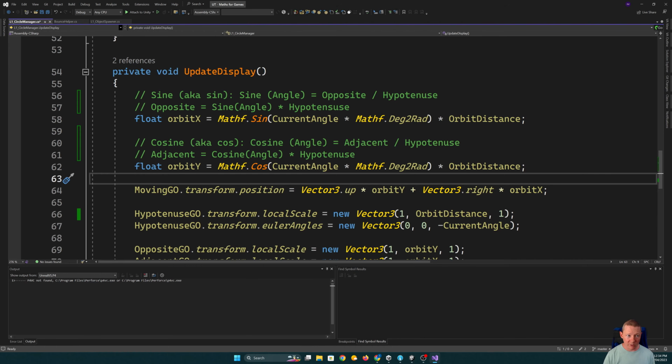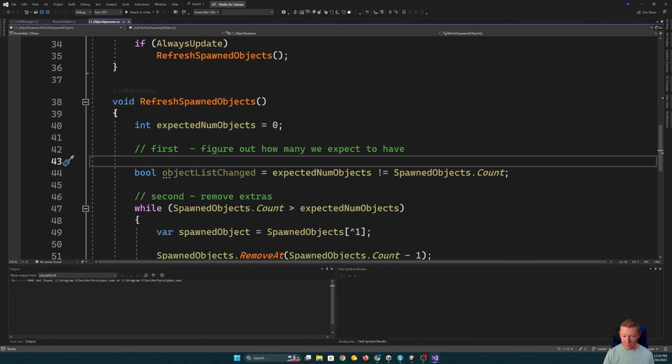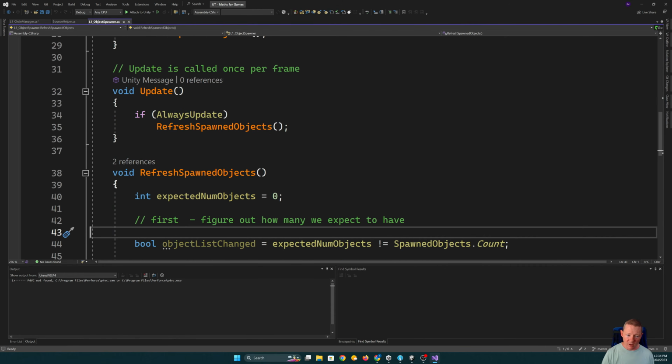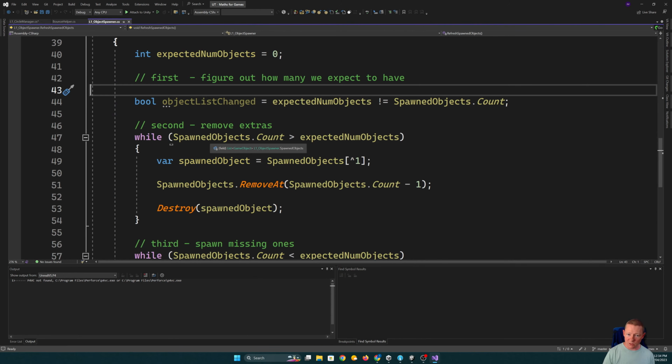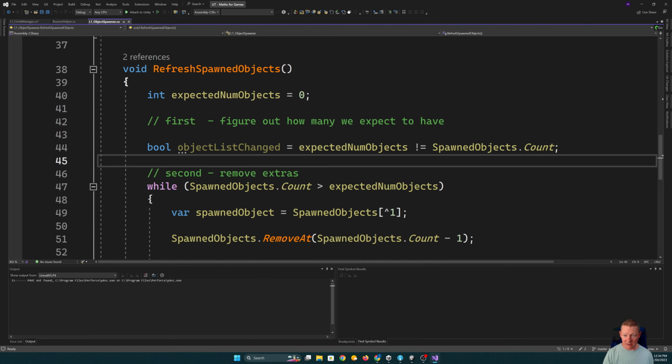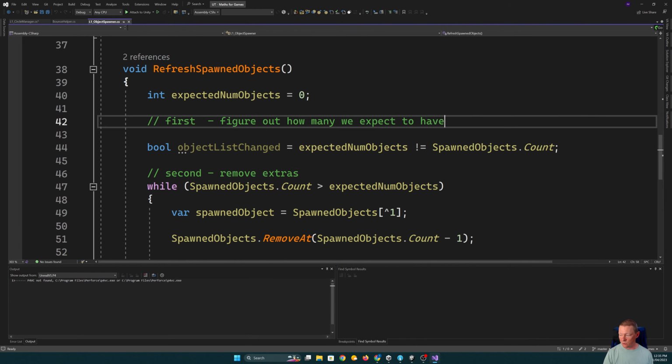So let's take a look at what we already have for the spawner. I've already got a bit of infrastructure here. I've got stuff that handles maintaining the list of spawned objects. It works out if it needs to spawn new ones, and it works out if it needs to destroy ones. So that's something we don't need to think about, that's already taken care of. We are just going to focus on implementing the key bits that we need for this.